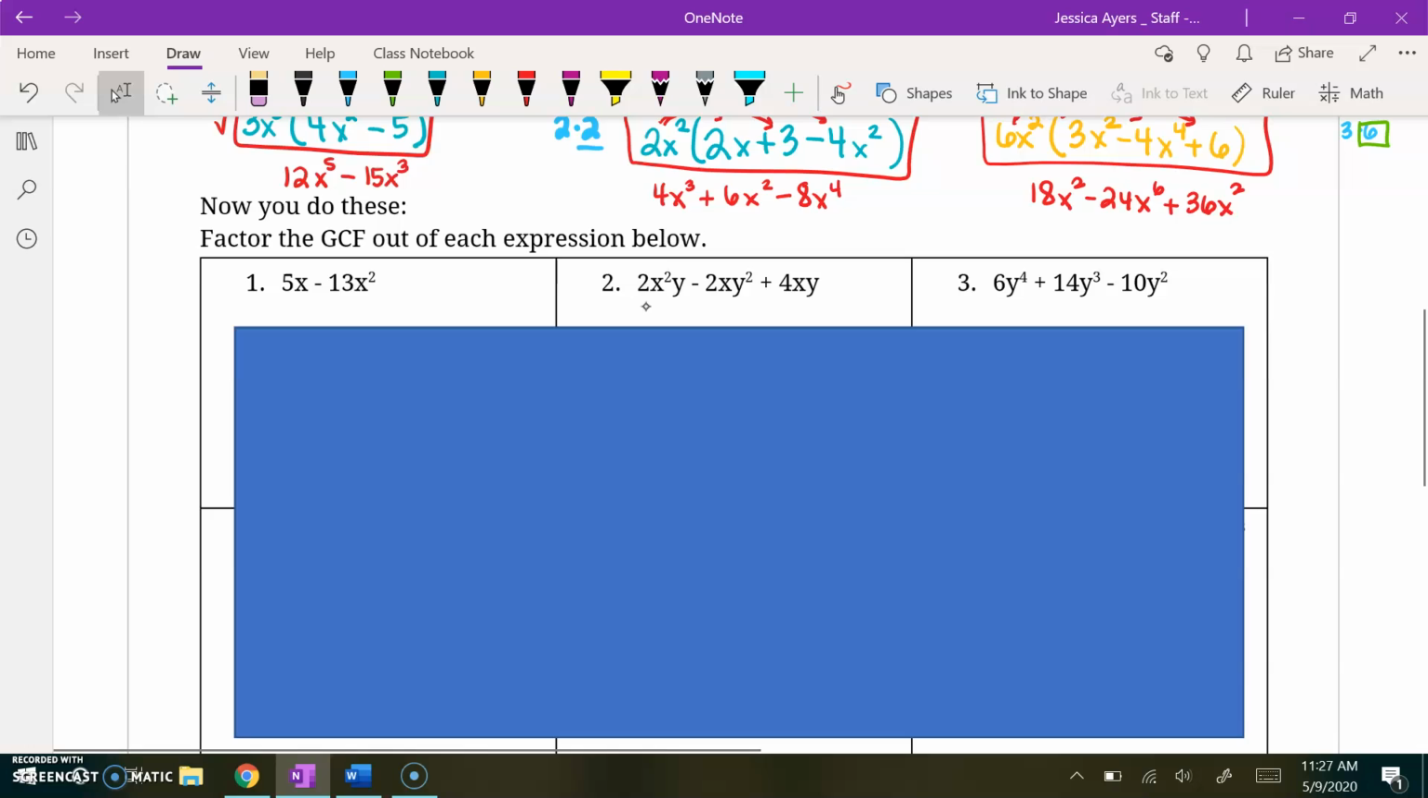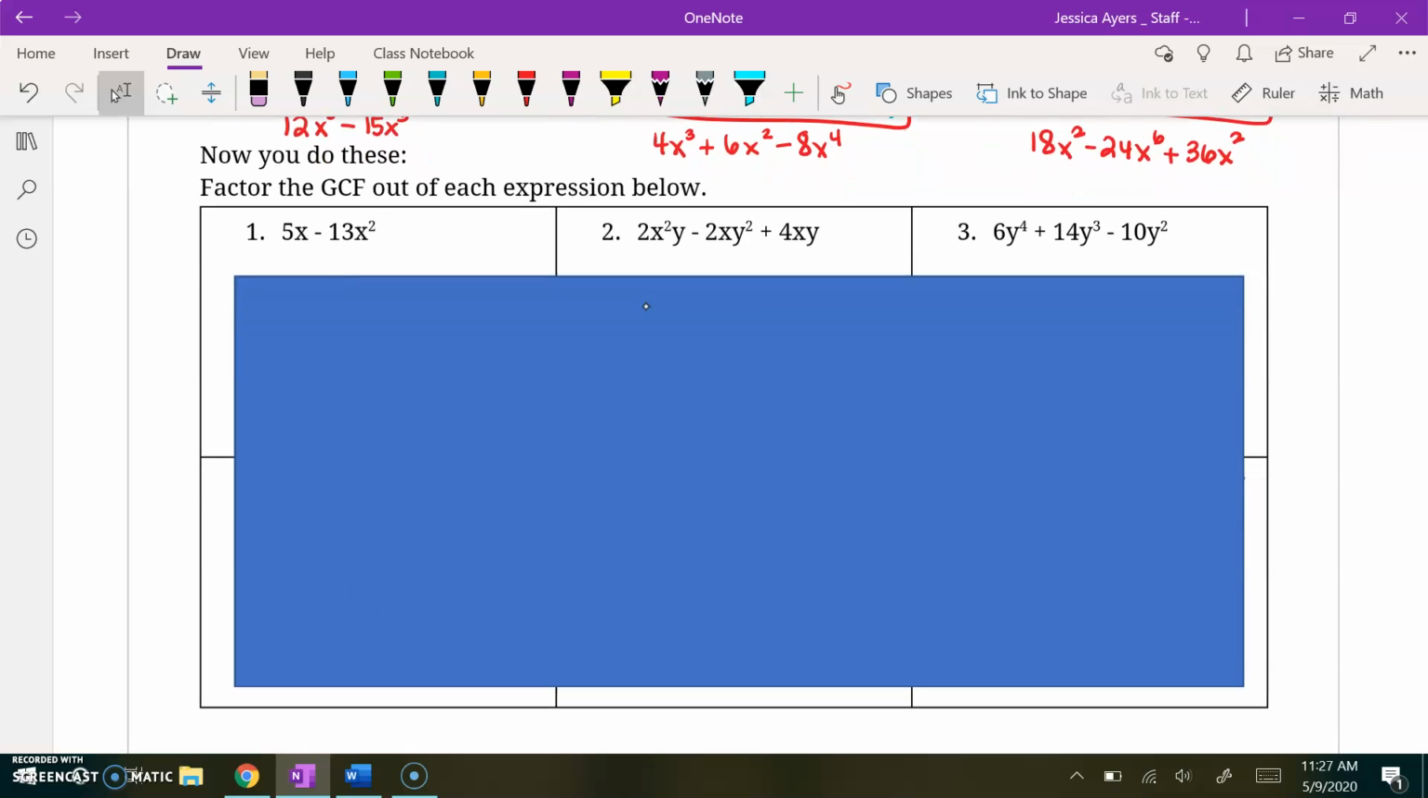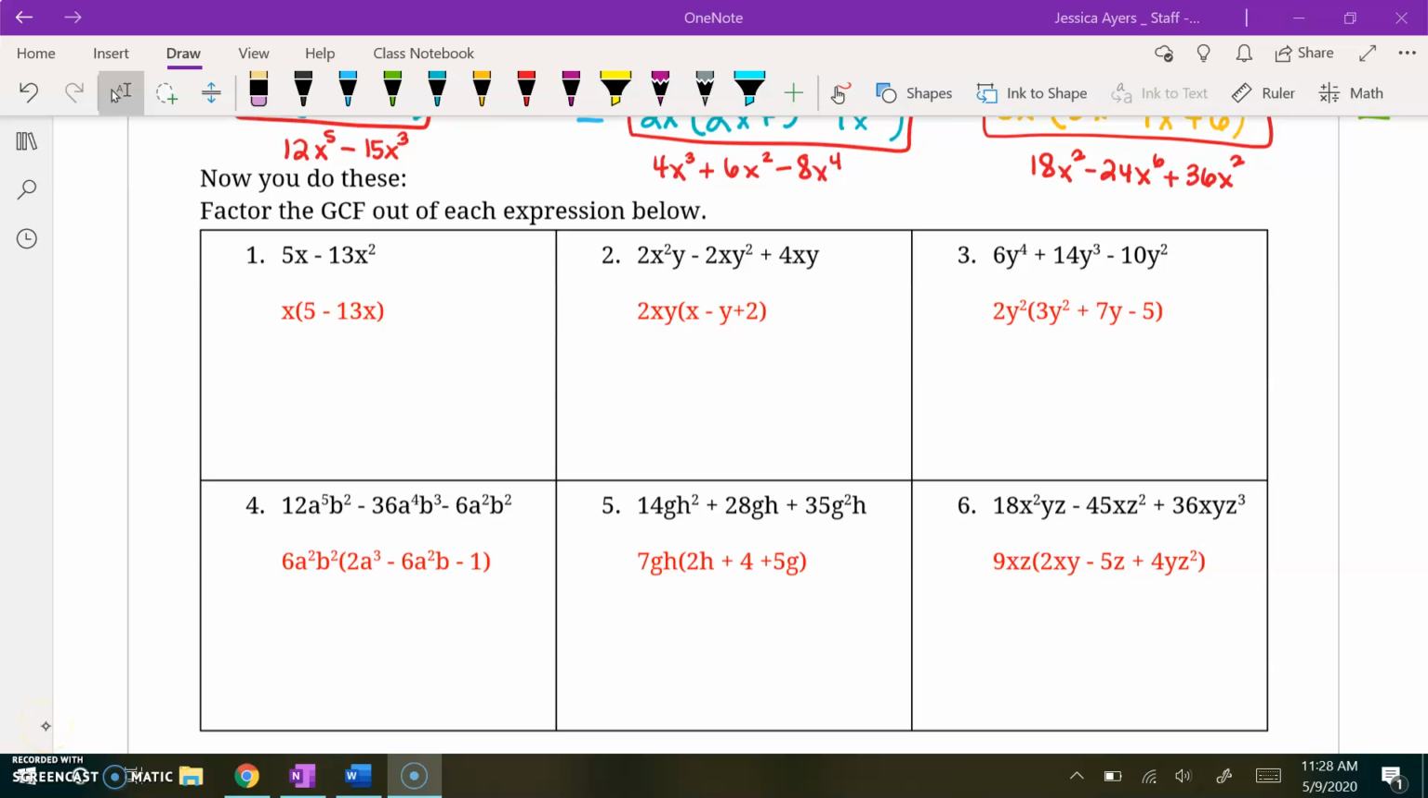Now take a few minutes and do all of those examples at the bottom of your notes page. So here are the answers to the examples at the bottom of the page. Make sure you check them, watch your variables, and make sure that you've got the correct exponents. Remember that you could always distribute back in to make sure that you have indeed factored out your GCF correctly. Next week, we'll look at factoring trinomials, so stay tuned.